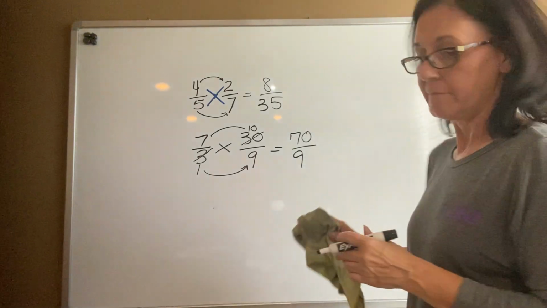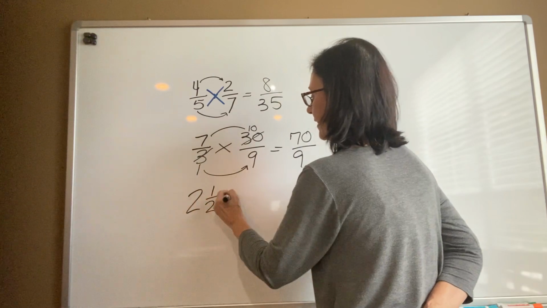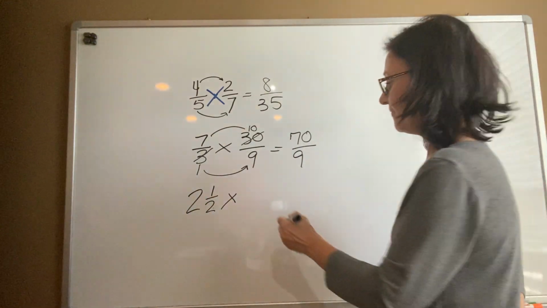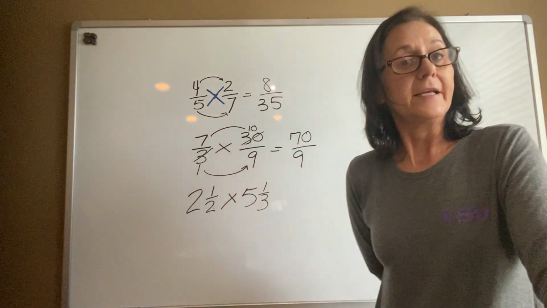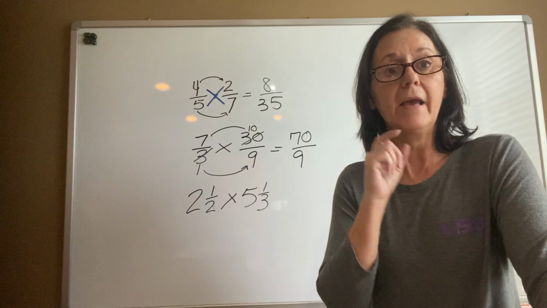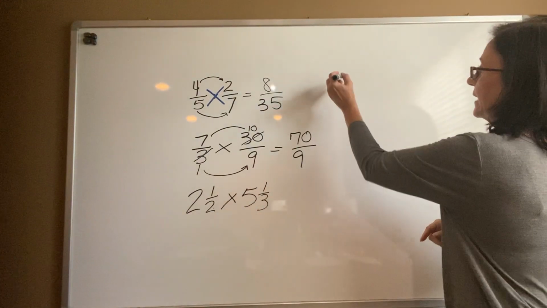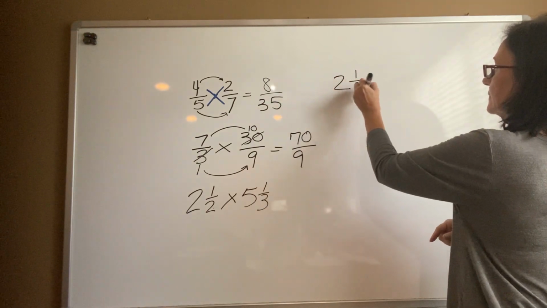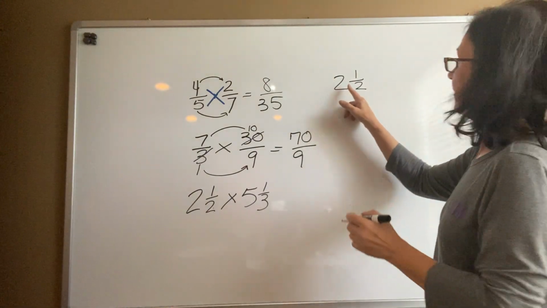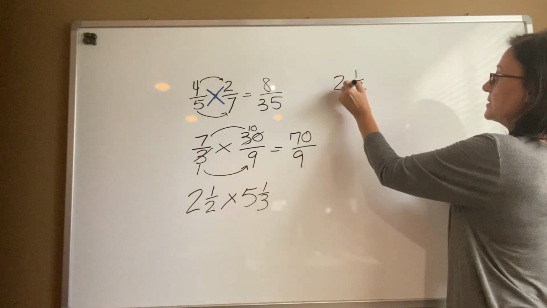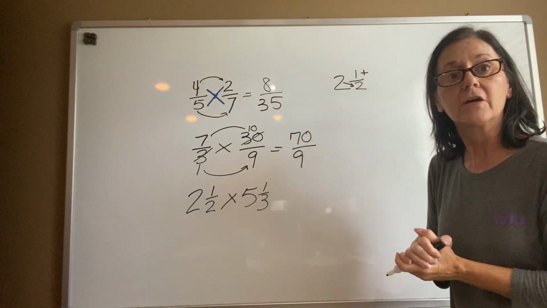Now, what if I had a mixed number? What if I had 2 and 1/2 times 5 and 1/3? These are mixed numbers. I don't multiply mixed numbers. I make the mixed numbers an improper fraction. Let's look at 2 1/2. I make this an improper fraction by multiplying 2 times 2 and adding it to the numerator. And the 2 goes away.